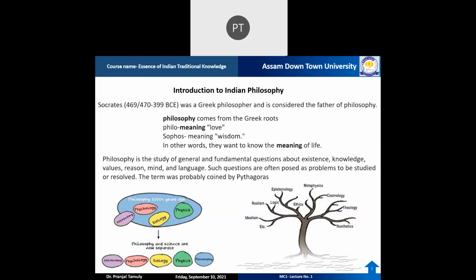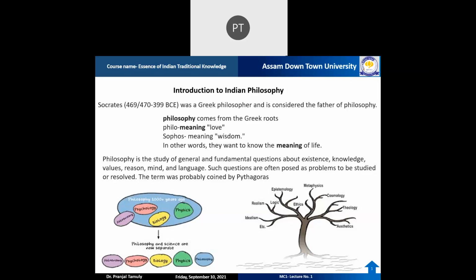So, what do we actually study in philosophy? Philosophy is the study of general and fundamental questions about existence, knowledge, value, reason, mind, and language. Such questions are often posed as problems to be studied or resolved. The term was probably coined by Pythagoras.